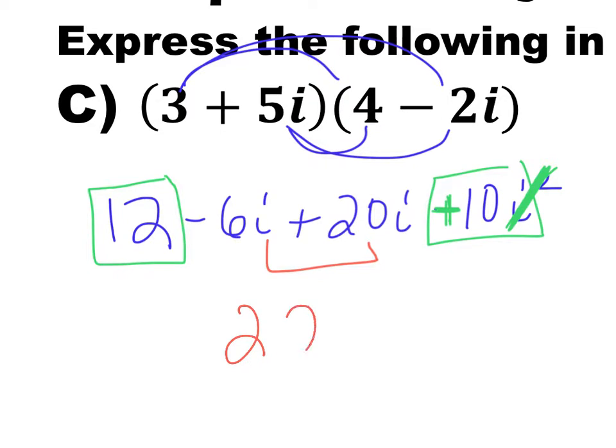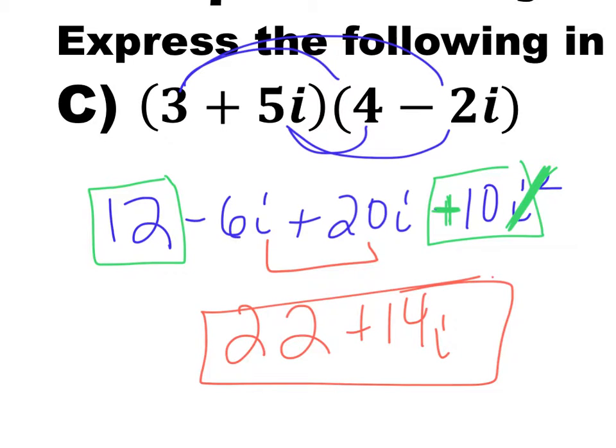Wait, is that 22? Should be. 12 plus 10 is 22. What's negative 6 plus 20i plus 14? I. What's the real part? What's the imaginary part? Good.